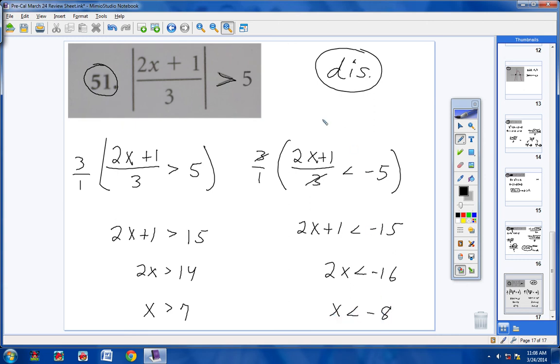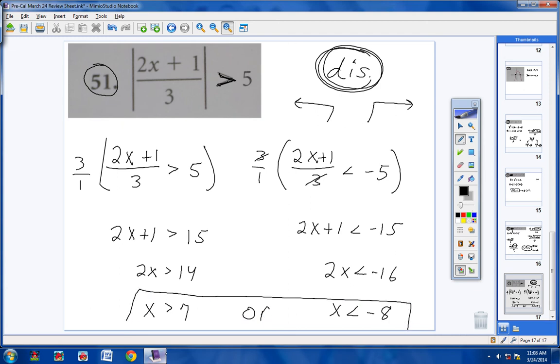Now if you were to graph that, trust me, you would get one direction going to the left and one going to the right. We knew it was going to be a disjunction already because we had a greater than sign here. So all that you have to do is put the word or and you're totally finished. Okay, so that's it.